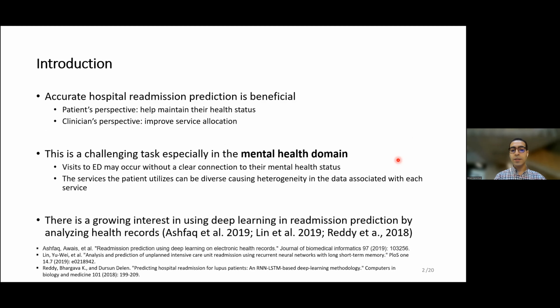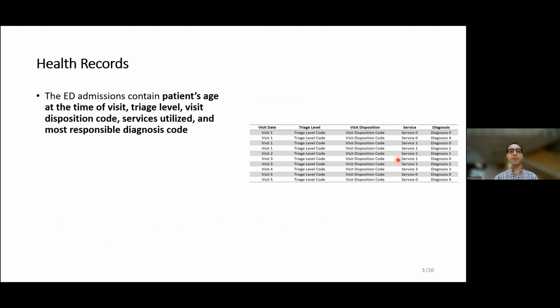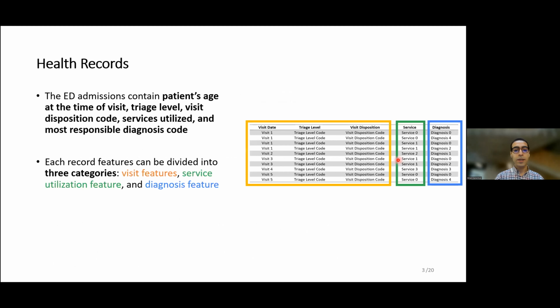There is a growing interest in using deep learning in readmission prediction by analyzing health records. So this is a sample health record, an ED admission example. Here the data contains the patient's age at the time of visit, triage level, visit disposition code, services utilized, and the most responsible diagnosis code.